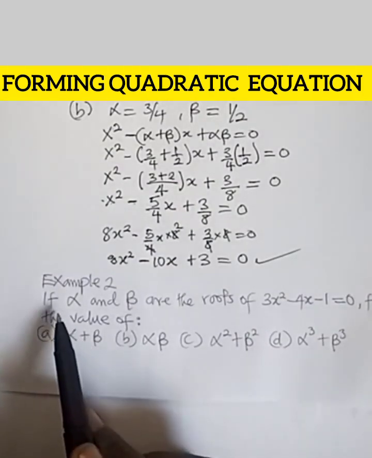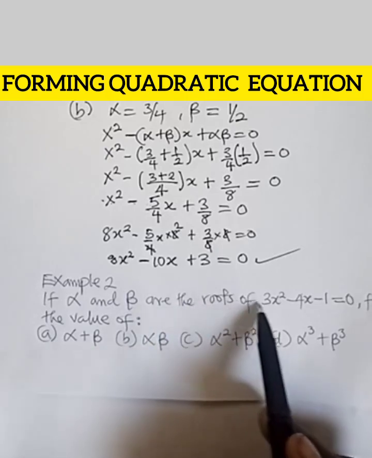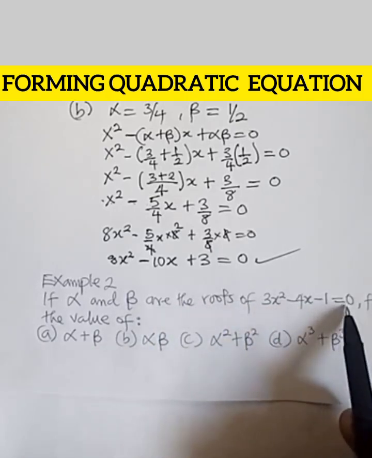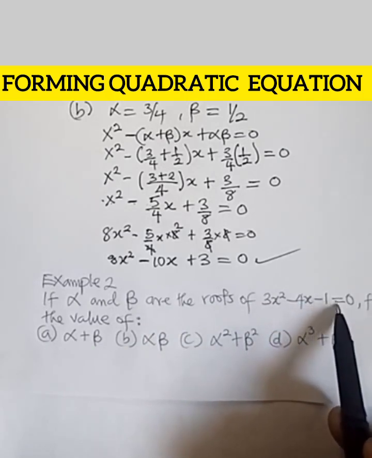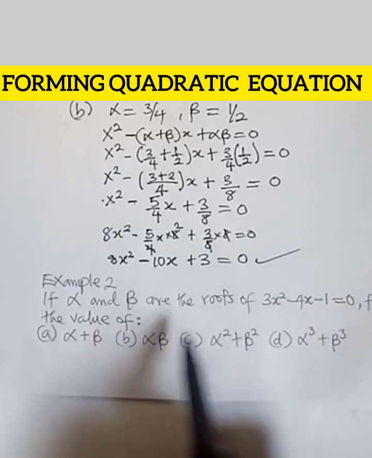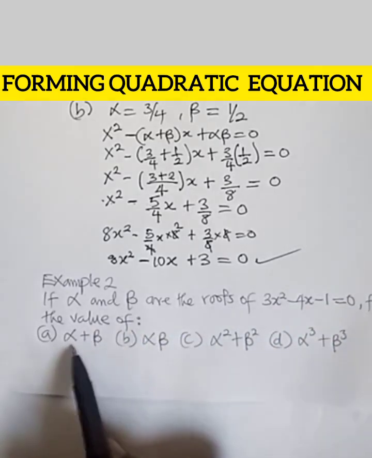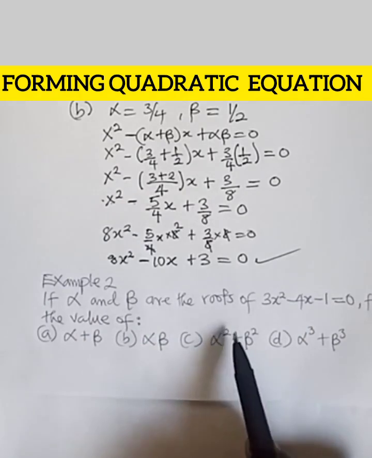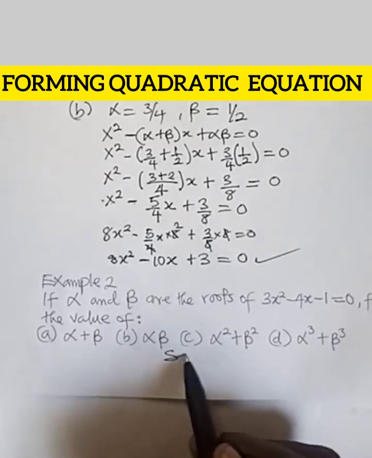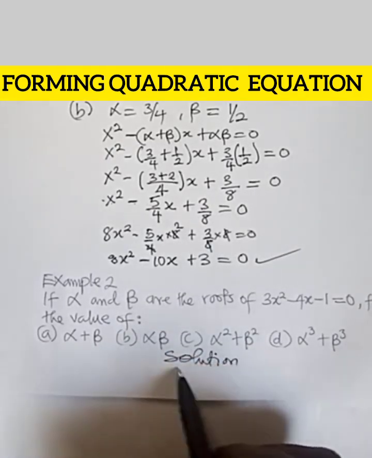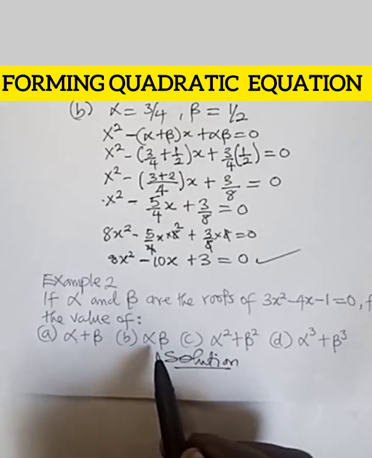Example 2. Here we have: if alpha and beta are the roots of the quadratic equation 3x squared minus 4x minus 1 equal to 0, find the value of alpha plus beta, that means the sum of roots, the product of roots, and alpha square plus beta square, alpha cube plus beta cube. So to solve this, we need to look for the sum of roots and the product of roots.